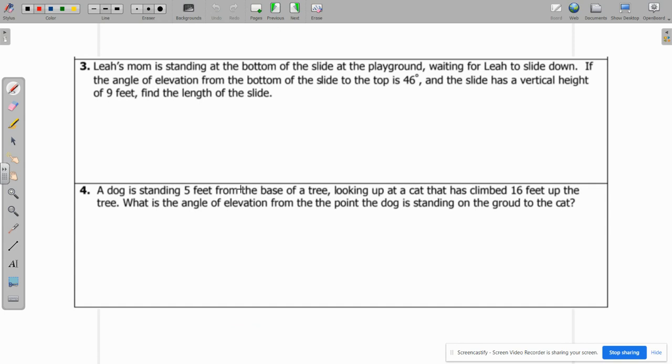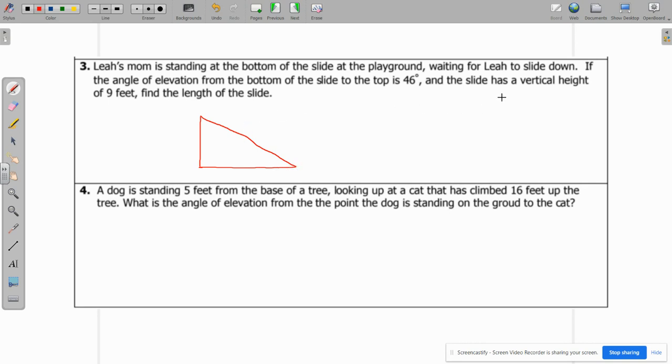Leah's mom is standing at the bottom of the slide at the playground, waiting for Leah to slide down. If the angle of elevation from the bottom of the slide to the top is 46 degrees, and the slide has a vertical height of 9 feet, find the length of the slide. So hopefully you can picture this. Let's say that maybe here's the ladder of the slide, and the slide goes down like this, right? Here's the ground where the base of the ladder is, and over here is the base of the actual slide.